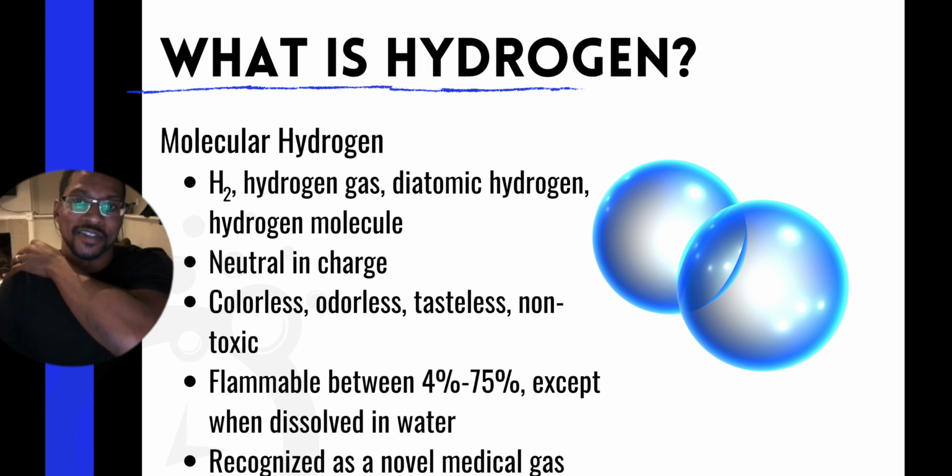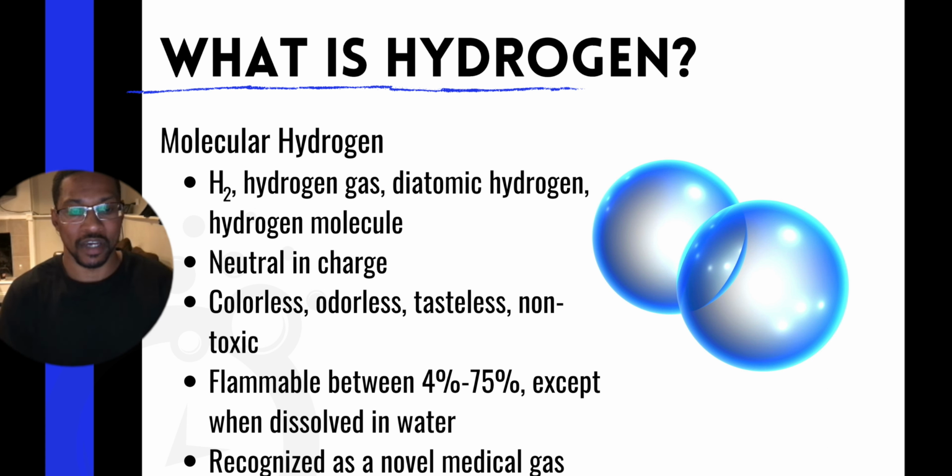All right, so molecular hydrogen gas, this wonderful, amazing gas. It has different names. I don't know why scientists have so many different names for the same thing, but it goes by a couple different names: molecular hydrogen, H2, hydrogen gas, diatomic hydrogen, or the hydrogen molecule. There's also dihydrogen as another name for it. It's neutral in its charge. It's colorless, odorless, tasteless, and non-toxic. And it's flammable between 4 to 75% in the presence of oxygen, except for when it's dissolved into water. It's really important to remember that. And then it is recognized as a novel medical gas.